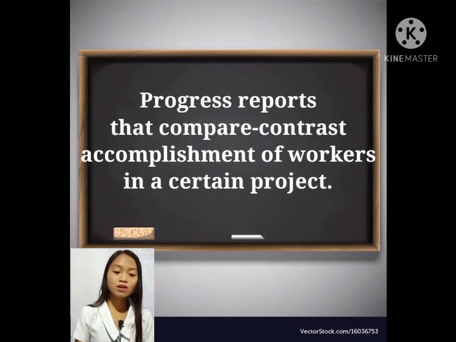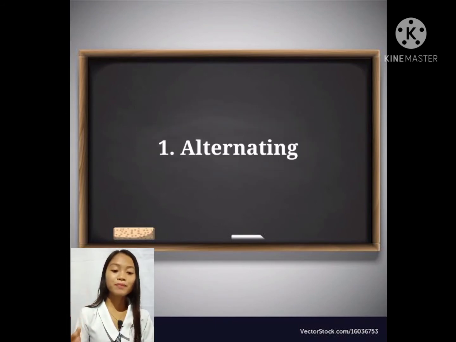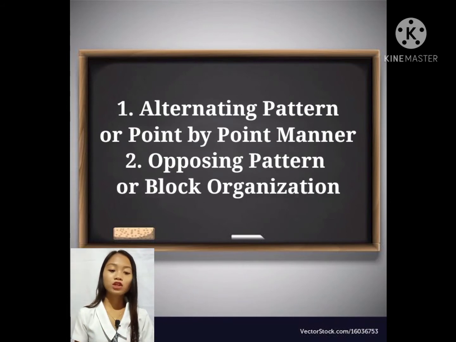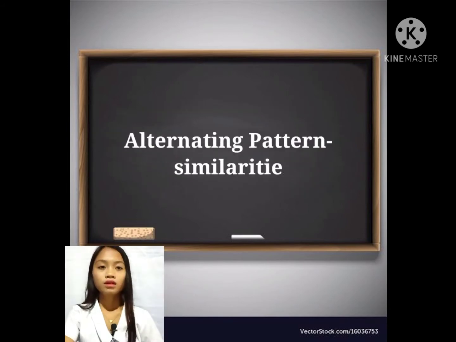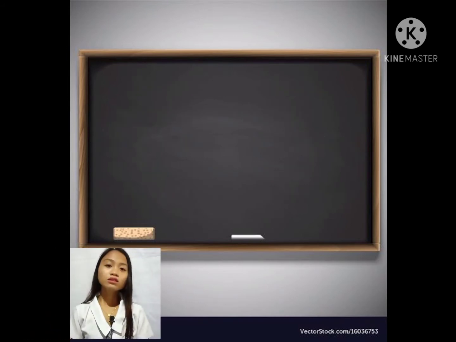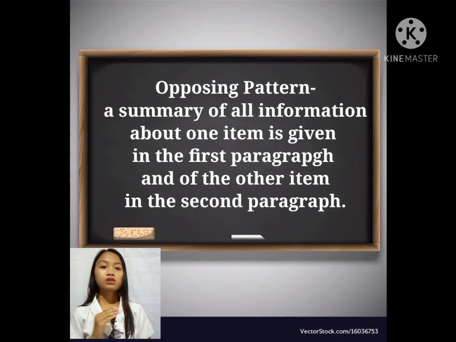So when we compare and contrast, we have two ways. First, we have alternating pattern or point-by-point manner. And second, we have opposing pattern or block organization. So in alternating pattern, similarities and differences are given in every aspect or feature possessed by the items being compared and contrasted. While in opposing pattern, a summary of all information about one item is given in the first paragraph and of the other item in the second paragraph.